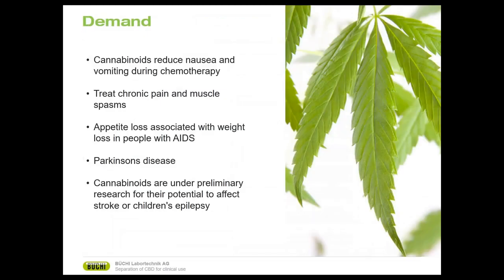So demand. Cannabinoids reduce nausea and vomiting during chemotherapy, treat chronic pain and muscle spasms, and appetite loss associated with weight loss in people with AIDS, and Parkinson's disease. Cannabinoids are under preliminary research for their potential to affect stroke or children's epilepsy. We need to understand that cannabinoids do not have any curing effects. This is very important. They are used to diminish the effects of the diseases a person is facing at the moment, and they are also considered a replacement for chemical drugs like morphine and others.